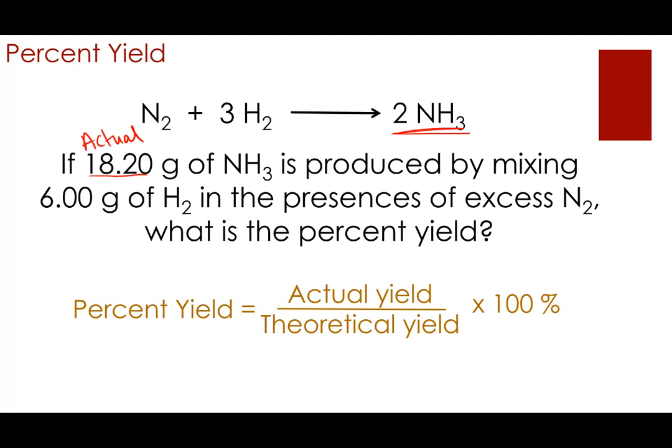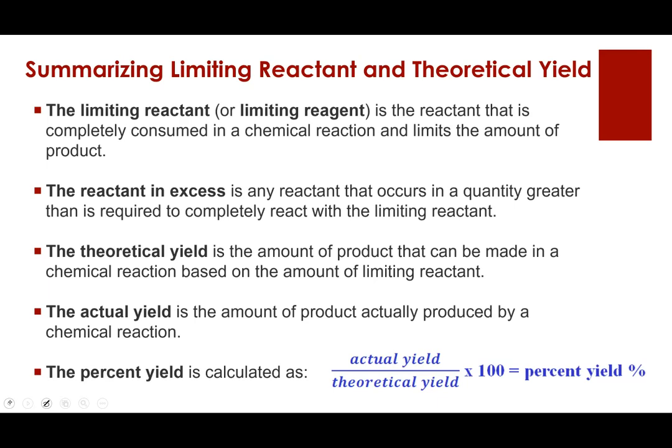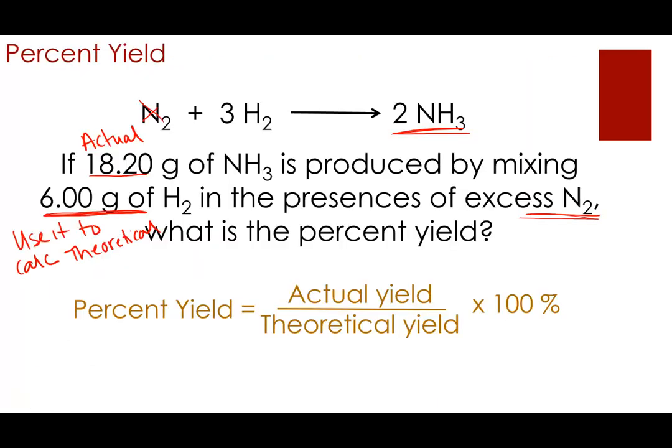How did they get that? Well, they started with a reactant. So they started with 6 grams of hydrogen and tons of nitrogen. That's, again, just a way of saying, hey, you can ignore that. So what we're going to do is use that 6 grams to calculate theoretical yield. We're going to do a stoichiometry problem to see how much ammonia we should have gotten out if everything went perfectly. Okay, so let's do that on this slide.